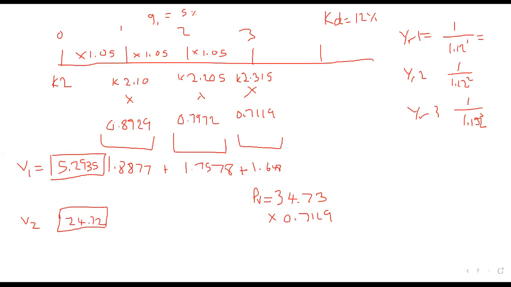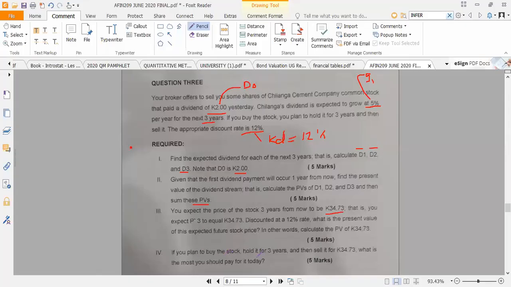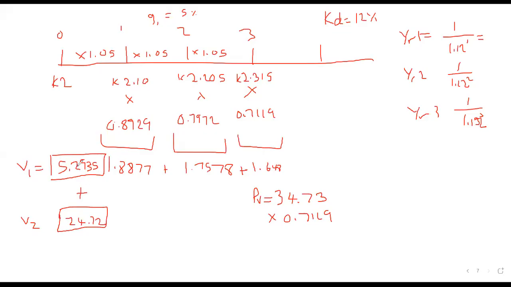Last question. You plan to buy the stock and hold it for 3 years, then sell it for 34.73. What is the most you would pay for it? I'm asking you for the value of stock in total. What is the value of stock? We add these two here. What are we getting?